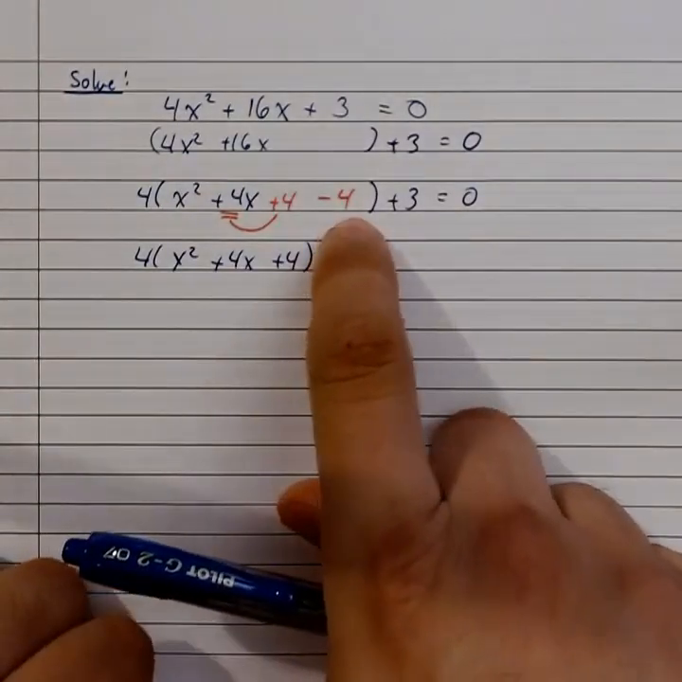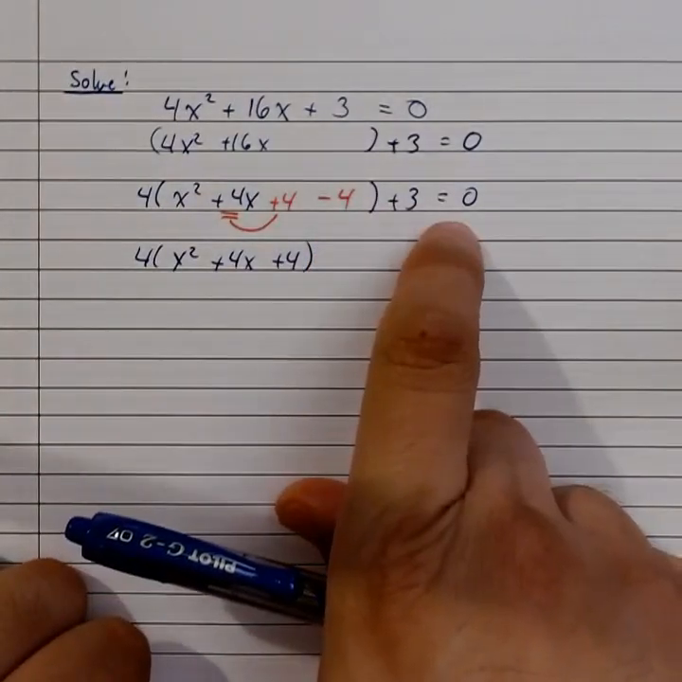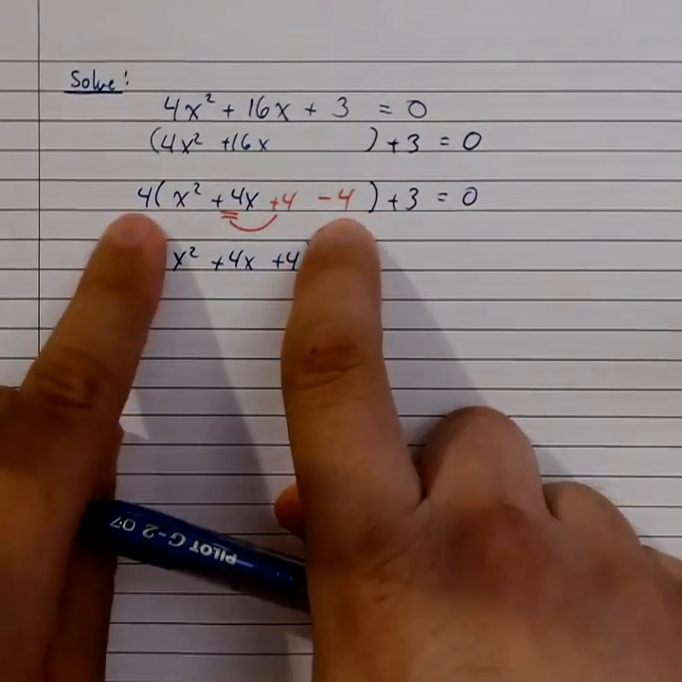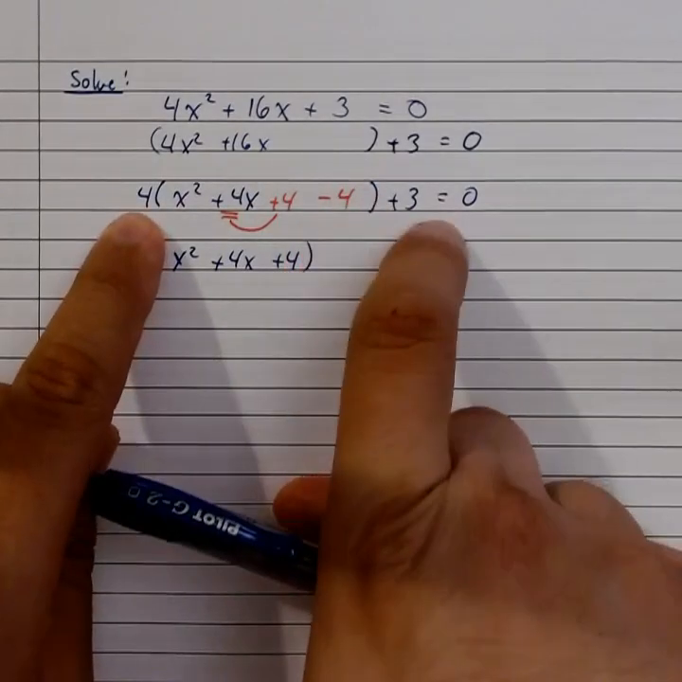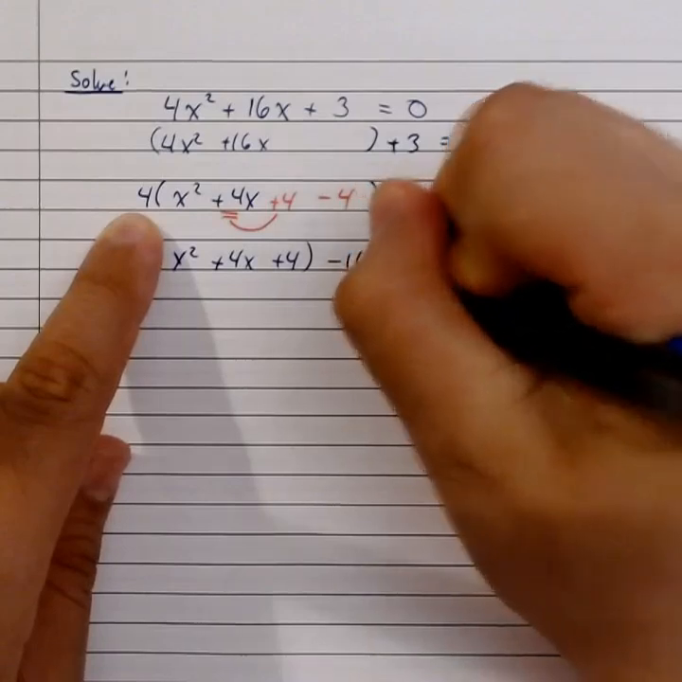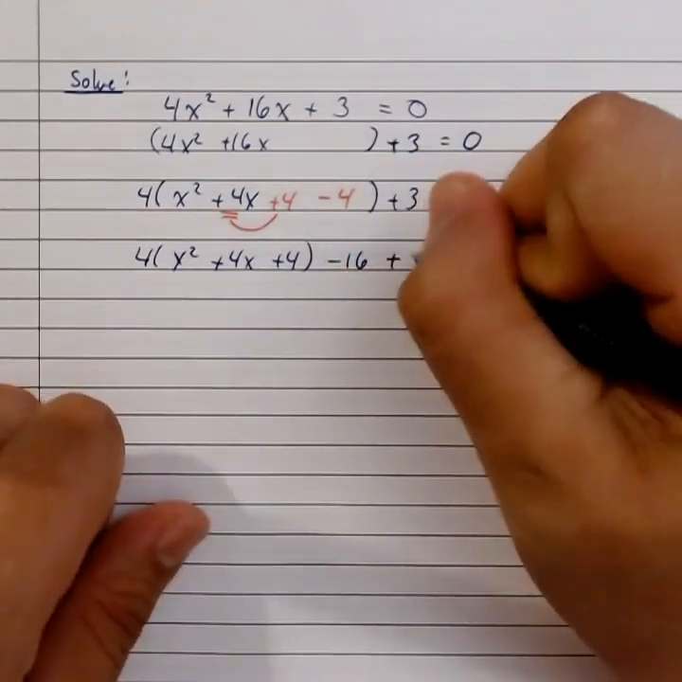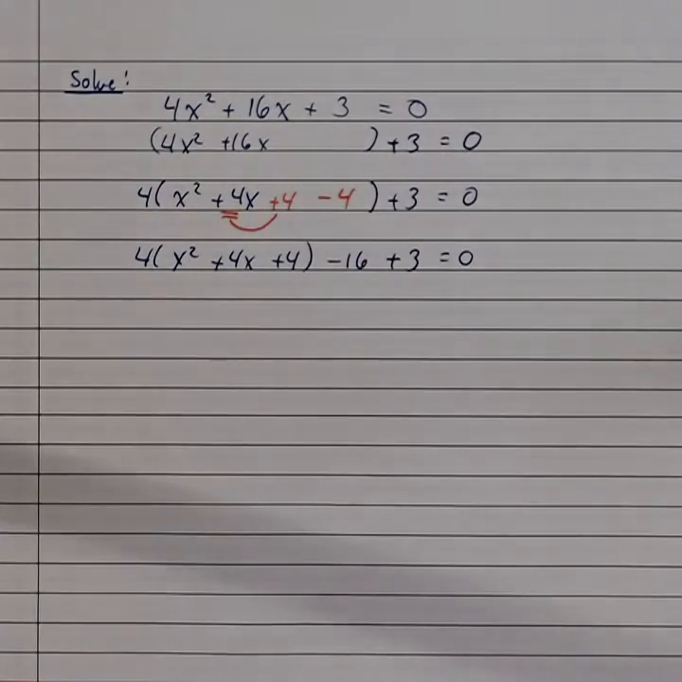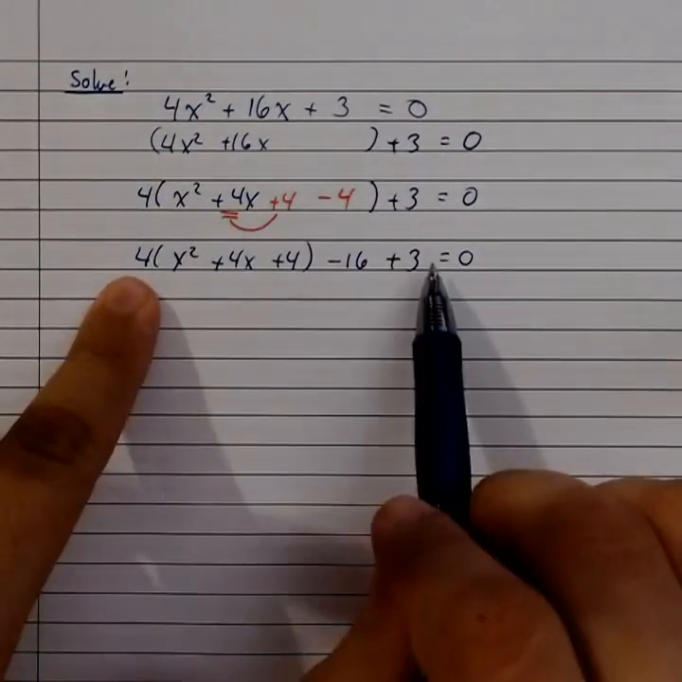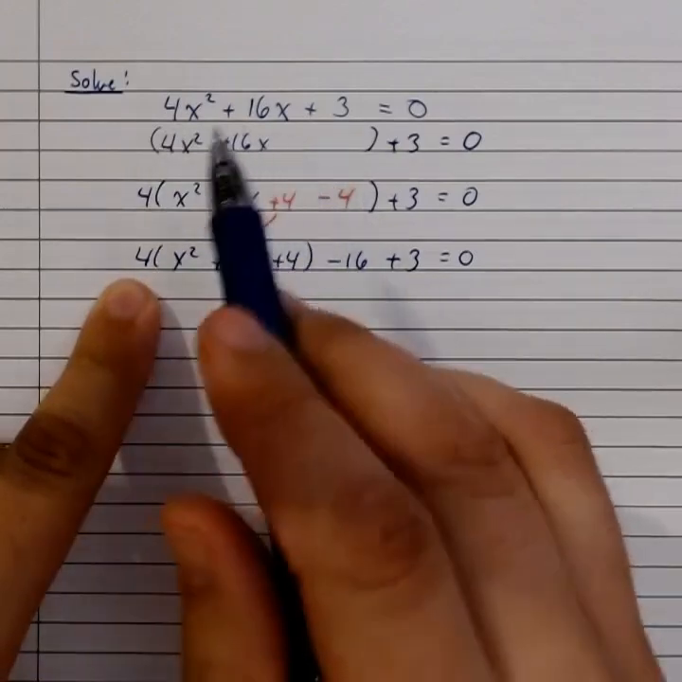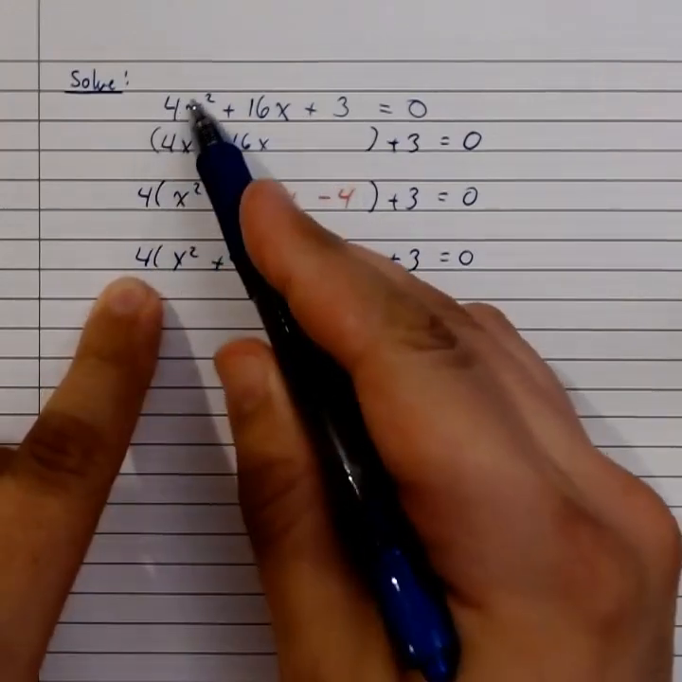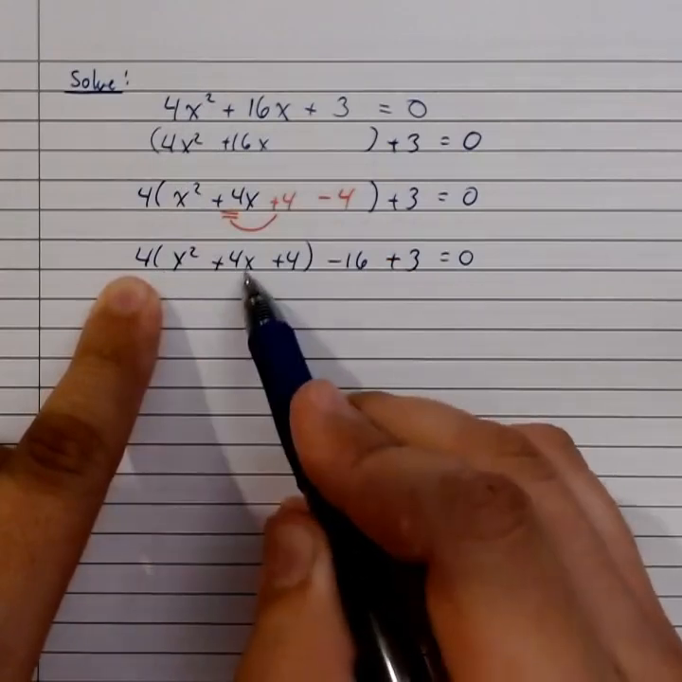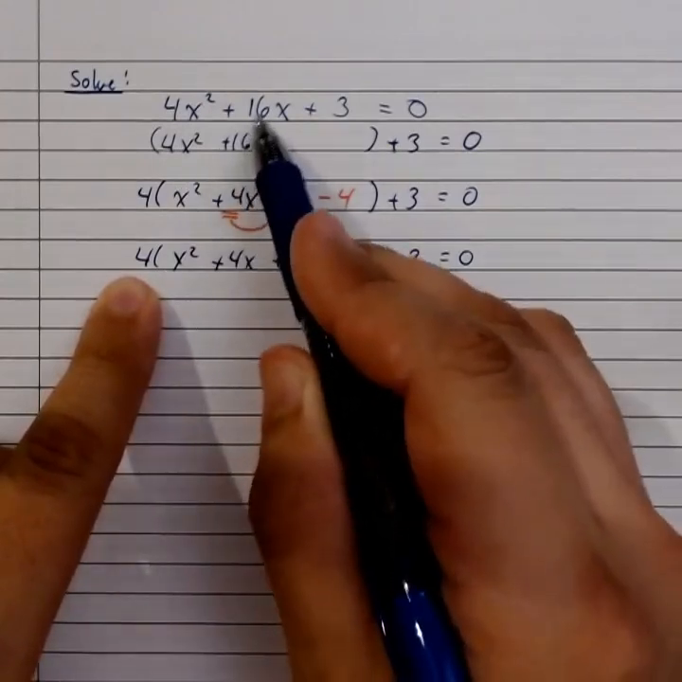This minus 4 is going to get pushed to the outside of the parentheses. But notice that minus 4 is being multiplied by that 4. So when I pull it out, we're going to write it as a negative 16, like that. Again, you can always check to make sure that this is correct by comparing it to the original equation. That's 4x squared. Okay, good. That's 16x. Okay, good.